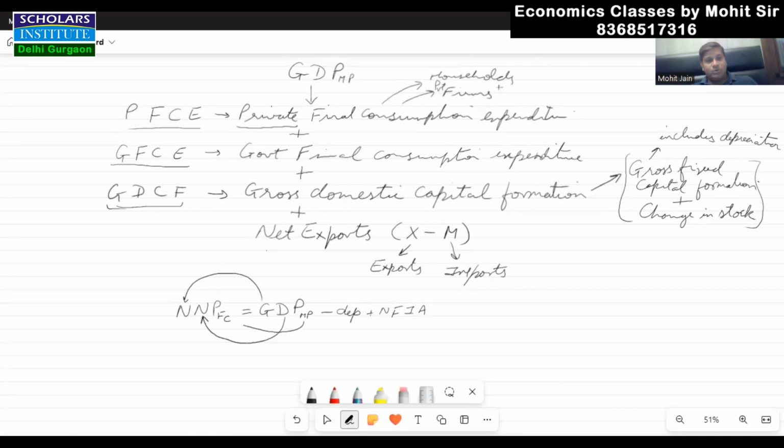From MP, we have to go to FC. So for going from MP to FC, we have to subtract net indirect taxes. Indirect taxes is taxes which are charged on goods and services, like GST, that is indirect taxes. Net indirect taxes is basically indirect taxes minus subsidies. The free services that government give to people is called as subsidies. Okay. So this is how we will obtain our national income. This NNPFC is national income.